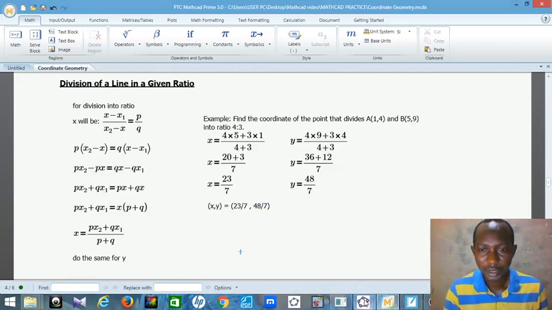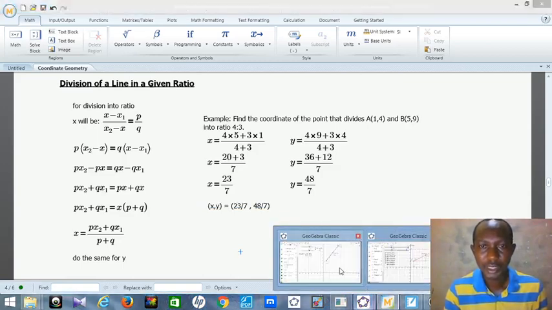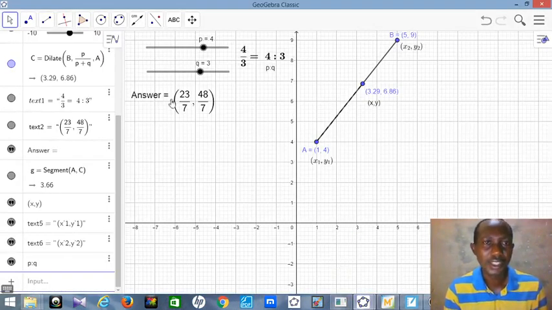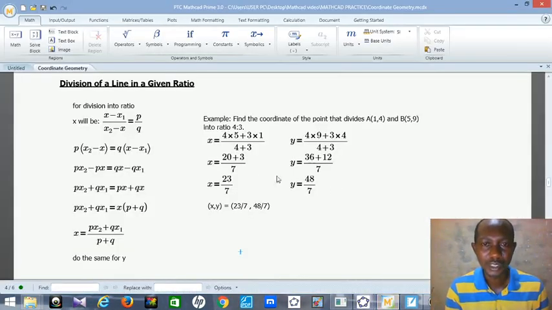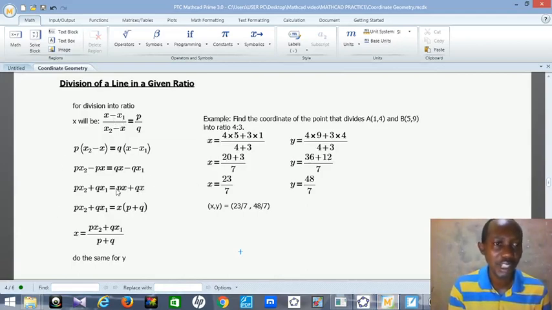Let me see if it's correct with what we did here. So you can see that is the same answer. So that's how they got this answer: 23 over 7, 48 over 7. Just know how we got the formula. That is the essence of this explanation and proving.